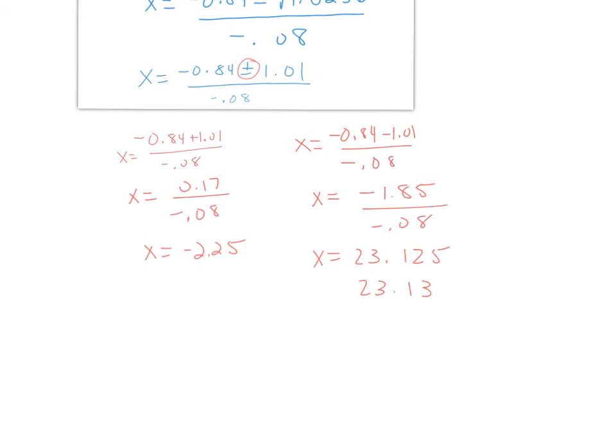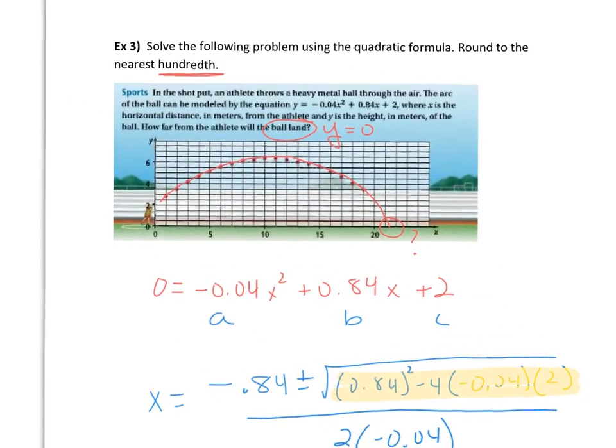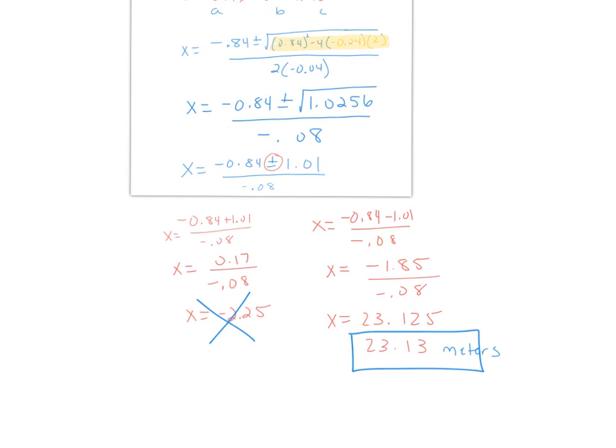Okay, so now we have two answers here, but only one of them will make sense. This guy right here is no good. Explain to me how you're throwing a shot put and you're going negative 2.25. That means you had to throw it backwards. That is not such a good throw, okay? So on the other guy here, this is saying it's going out 23.13, and are we talking meters or feet here? What are we talking? Meters, okay? So we're always going to label since it's real world, okay? So our final answer there would be 23.13 meters. And that concludes these notes.